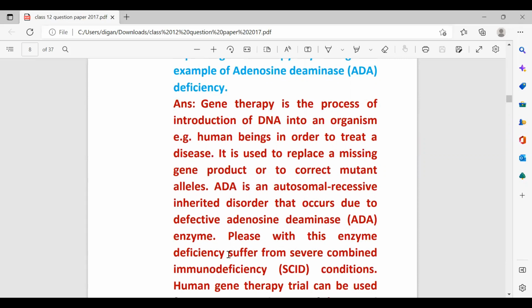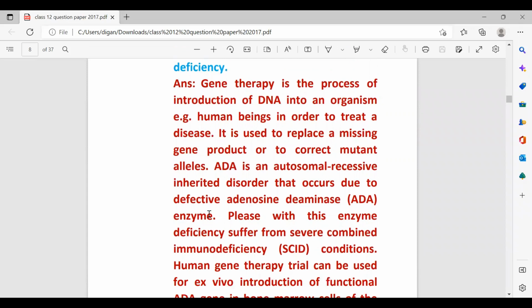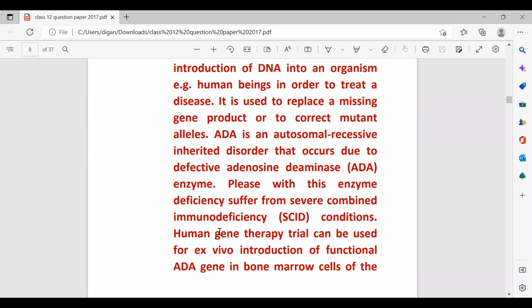So this is the answer. If 2 marks come, you just write up to here. If this question carries 3 marks, then you will write the later portion.